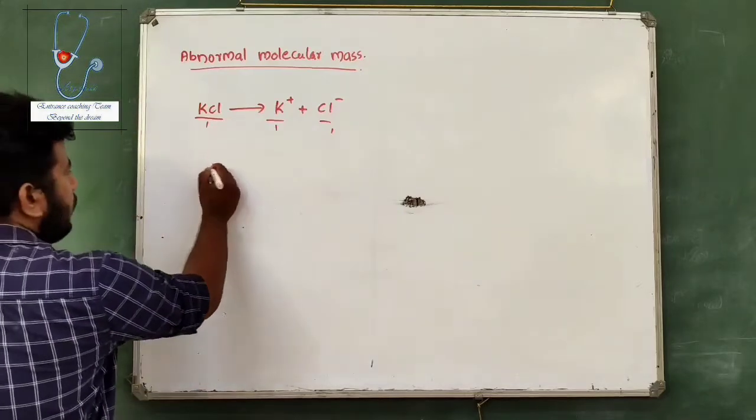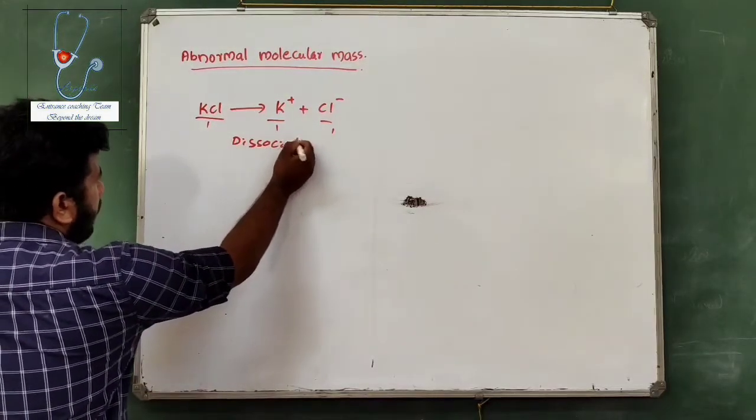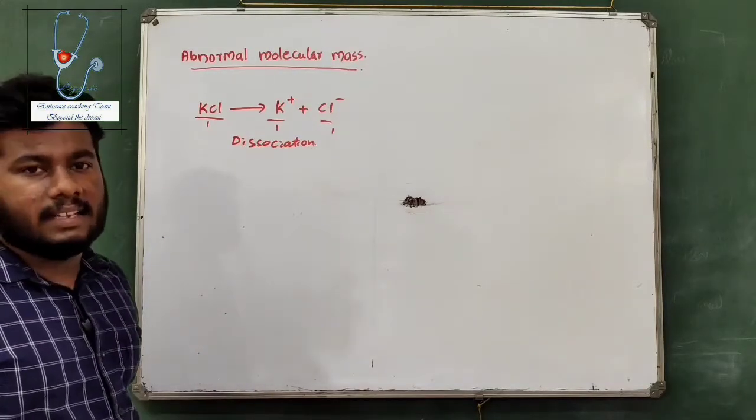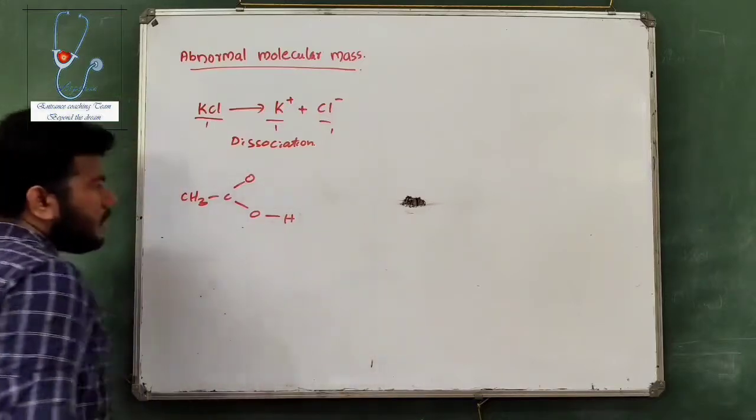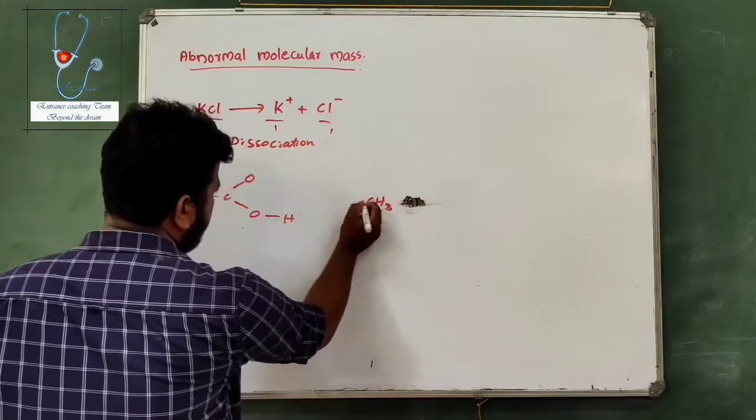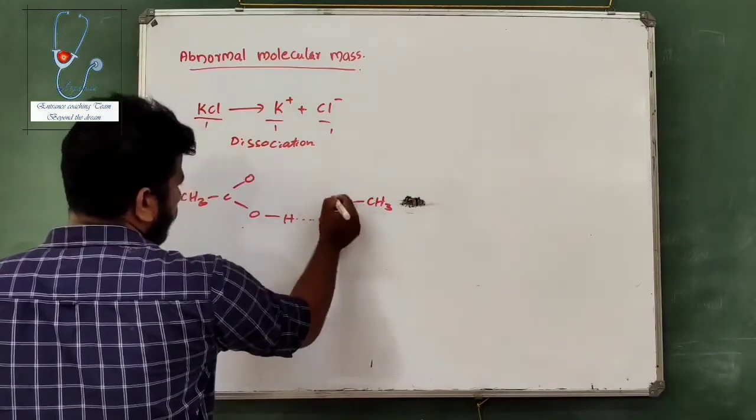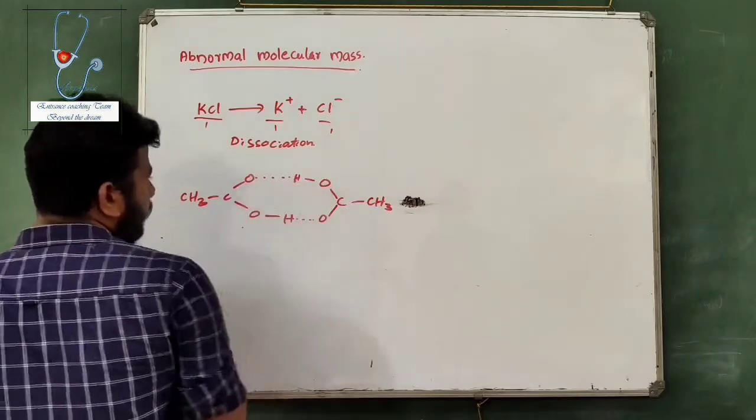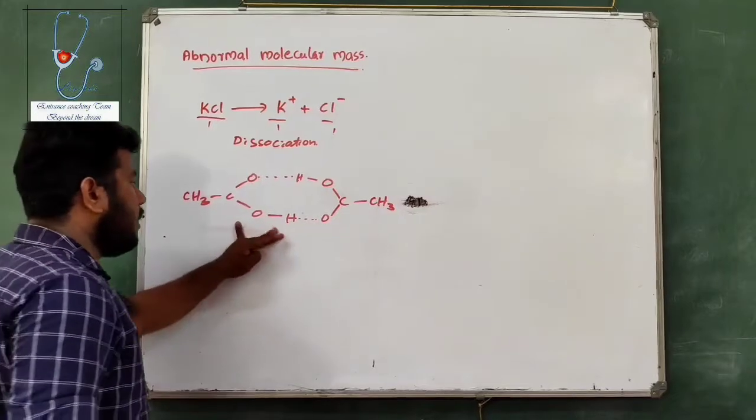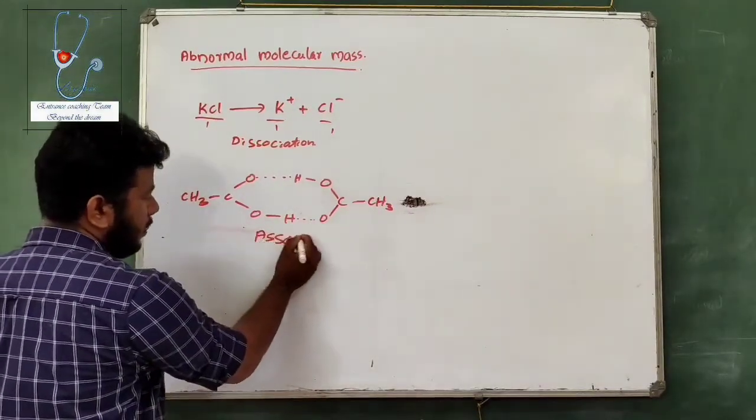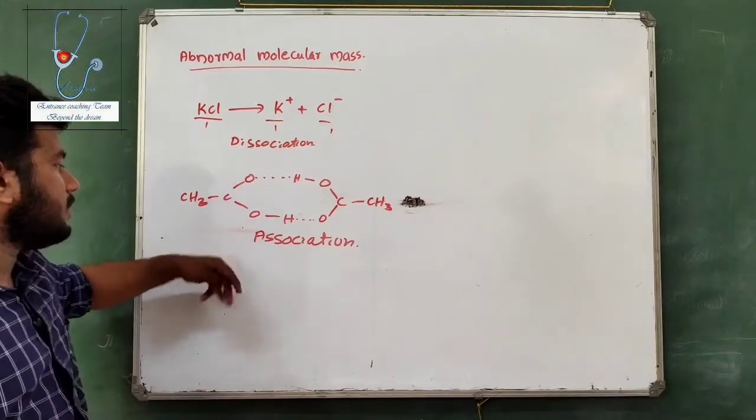Okay, this is dissociation. Another example is acetic acid, CH3COOH, which dimerizes. What is dimerization? It means molecules connect together. First, in solution only one acetic acid molecule is present, and then it becomes dimerized, and this is called association. Dimerization means association of molecules. This acetic acid is dimerized.